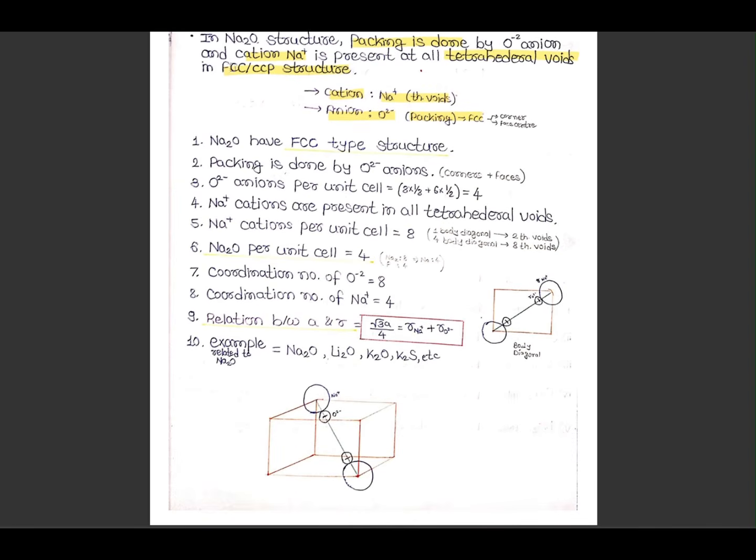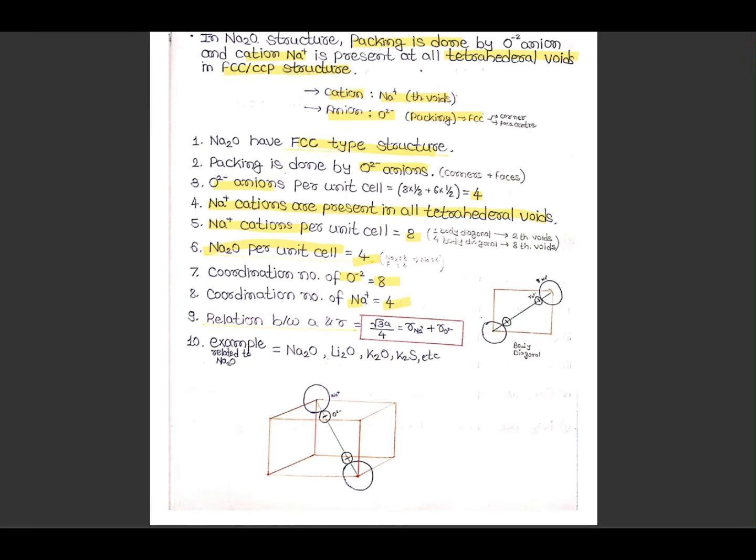There are some of the points. Sodium oxide has FCC type of structure. Packing is done by oxide ion. Oxide ions per unit cell, or the rank of the oxide anion, is 4. Sodium cations are present in the tetrahedral voids, and the rank of the sodium cation, that is sodium cations per unit cell, is 8. Sodium oxide per unit cell is 4, or the rank of sodium oxide is 4. The coordination number of oxide ion is 8, and the coordination number of sodium is 4.